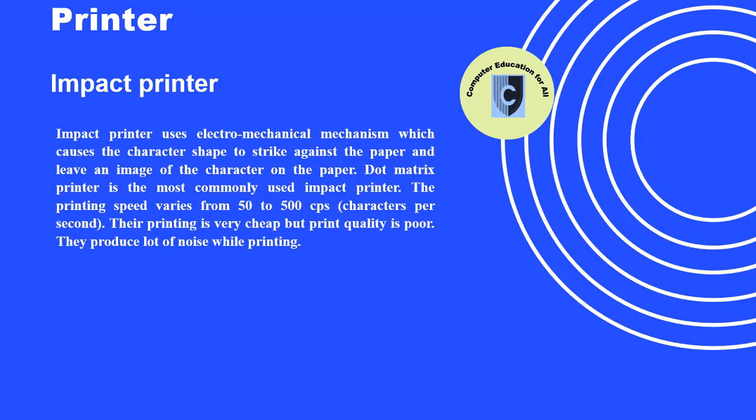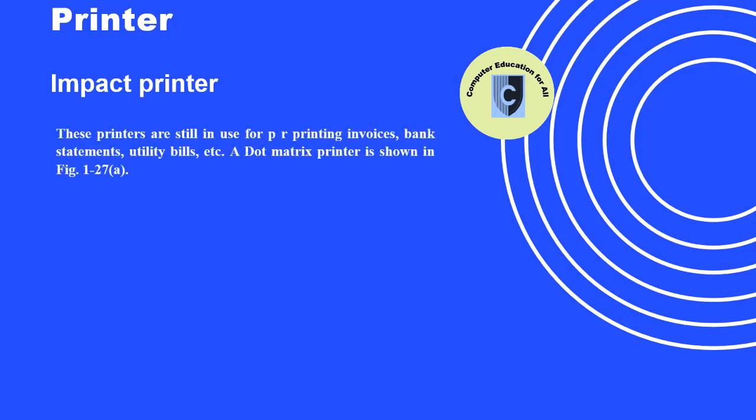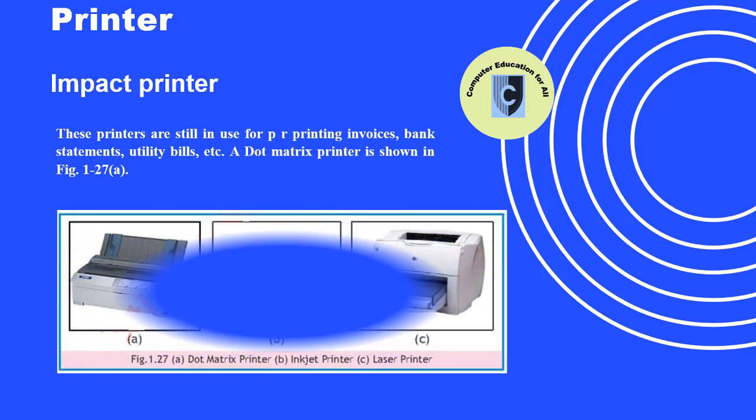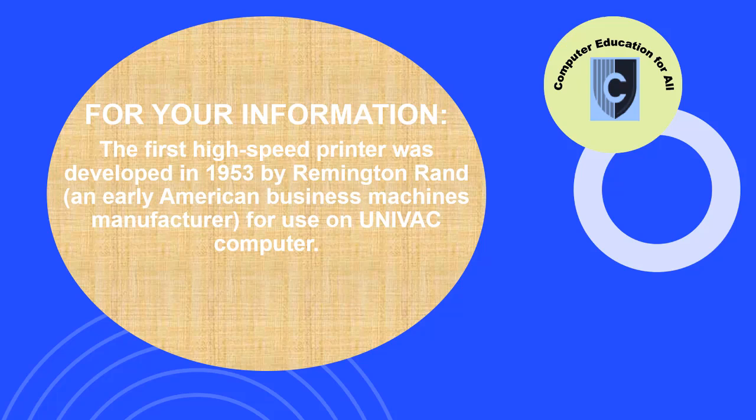Dot matrix printer is the most commonly used impact printer. The printing speed varies from 50 to 500 CPS (characters per second). Their printing is very cheap but print quality is poor. They produce a lot of noise while printing. These printers are still in use for printing invoices, bank statements, utility bills, etc. A dot matrix printer is shown in Fig. 1.27A. For your information, the first high-speed printer was developed in 1953 by Remington Rand, an early American business machines manufacturer, for use on the UNIVAC computer.